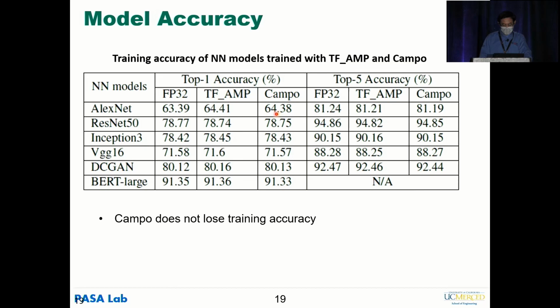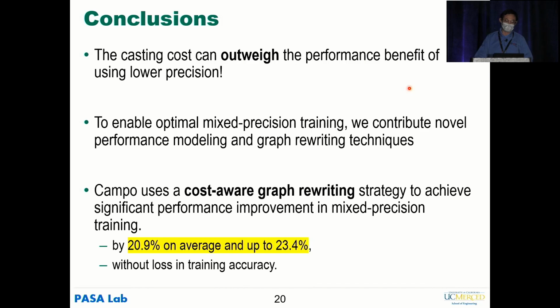Okay, so in general, in this work, I'm trying to tell you a story that the casting cost is not ignorable. When you do mixed precision training, you have to take it into consideration. And in this work, we contribute novel performance modeling and graph rewriting techniques to enable more efficient mixed precision training. And in general, we bring 20% performance improvement, up to 23%.